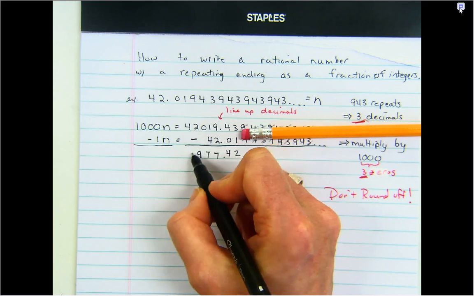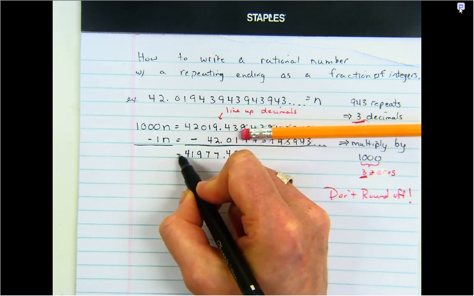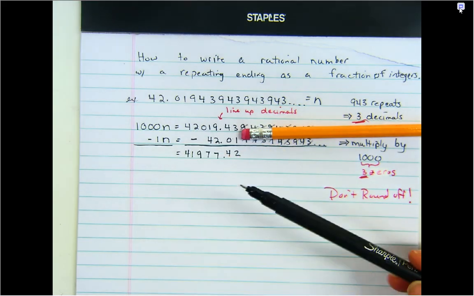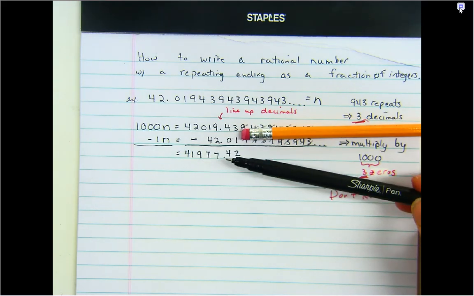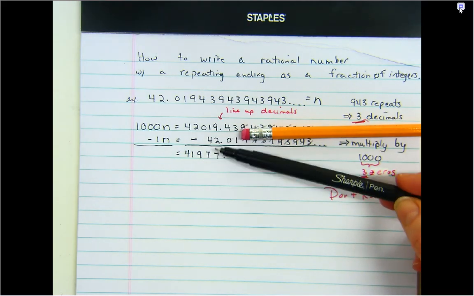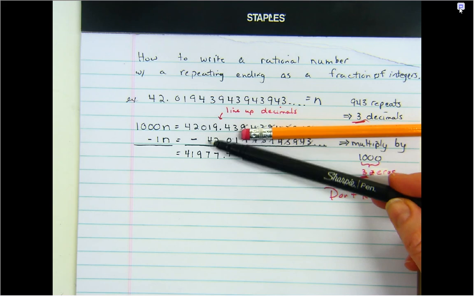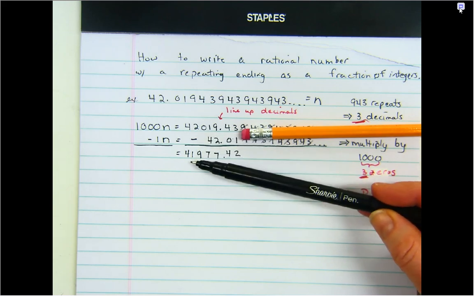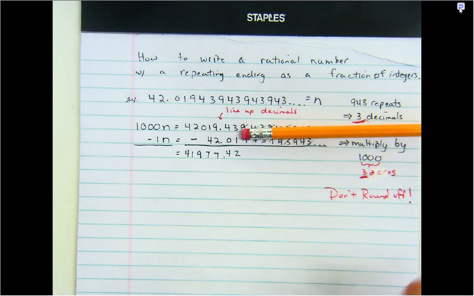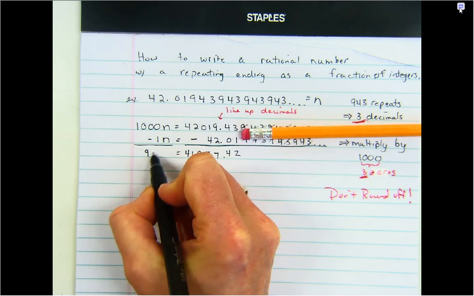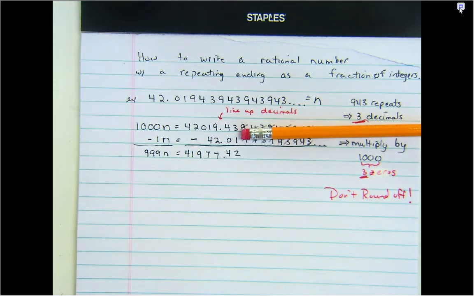I borrowed from the 2, so there's a 1 there. I'll just check my arithmetic. 2 and 1 is 3, 7 and 2 is 9, 7 and 4 is 11, 1 and 9 is 10, 1 and 1 is 2. Okay, arithmetic checks out, or you can check it in your calculator.